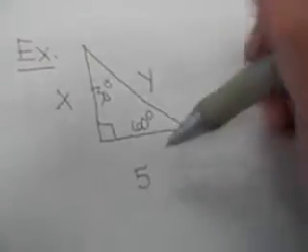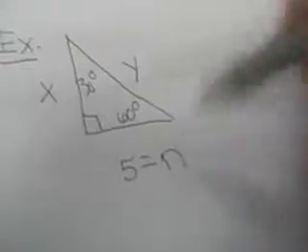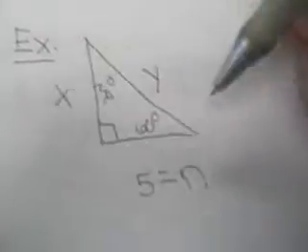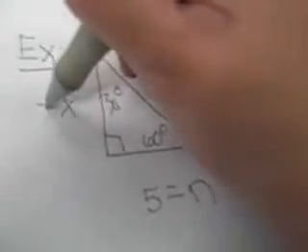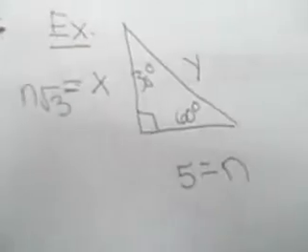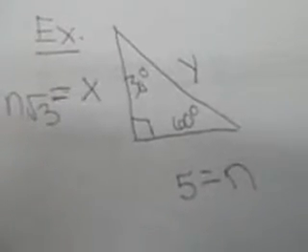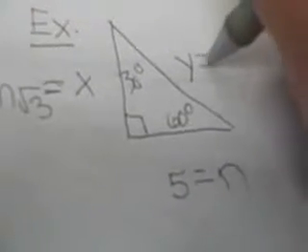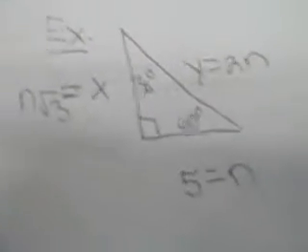So what I mean is across from 30 degrees is always n, which means 5 is equal to n. Across from 60 degrees is always n times the square root of 3. So x is equal to n times the square root of 3. Across from 90 degrees is 2n, so y is equal to 2n.